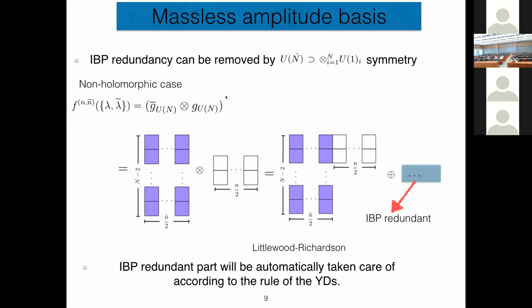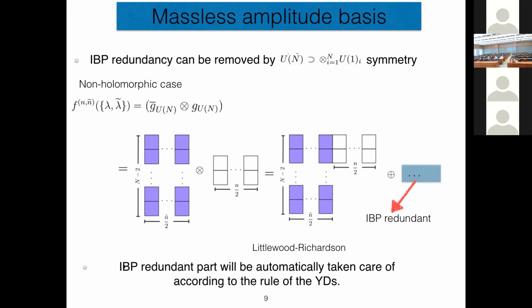And the tricky and interesting thing is that for those so-called non-holomorphic cases, when you have the left-handed spinor and the right-handed spinor and you tie them together, you can use the Littlewood-Richardson methods to actually get the independent tensor structures. What is interesting is that if you completely follow the rules of these Young tableau methods, all the IBP redundant parts are automatically kicked out. And similarly for things related to the Schouten identities and other field identities.